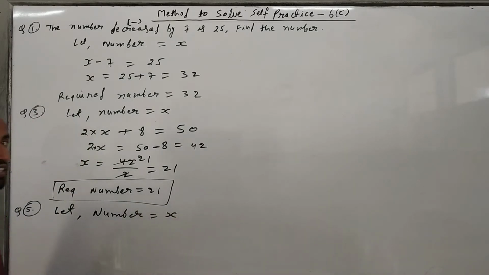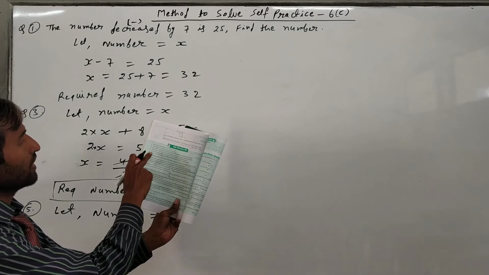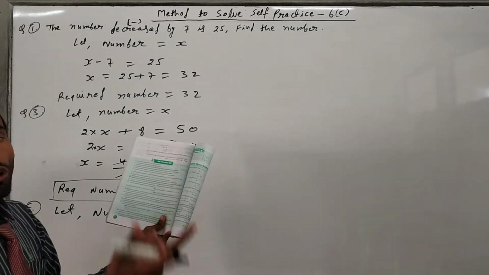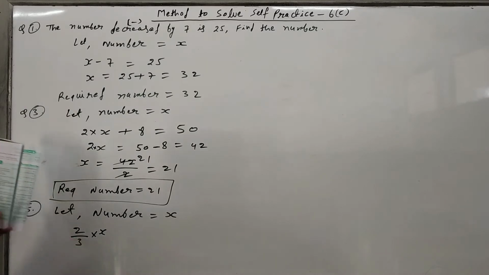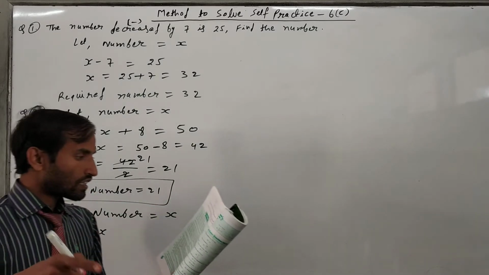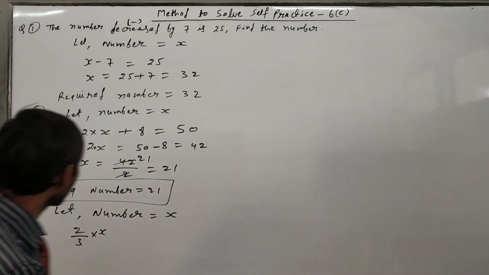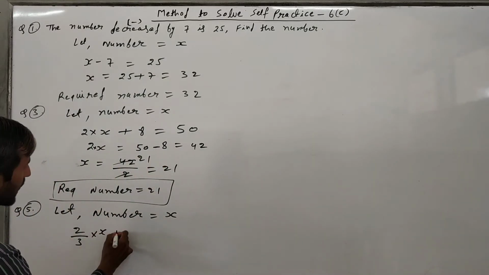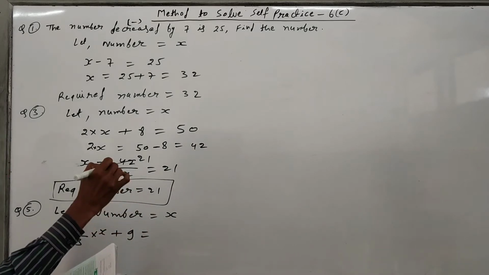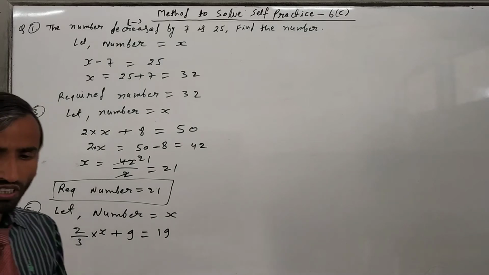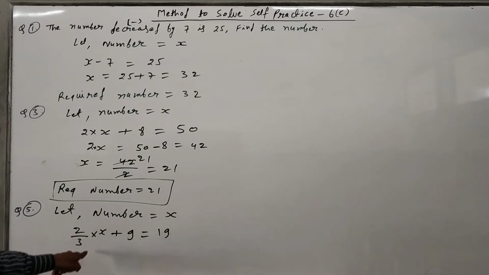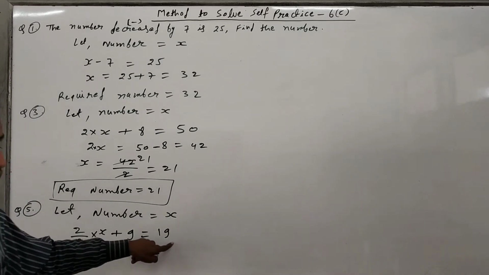Now we have to use the condition. What condition is given in question number 5? The 2/3 of the number. 2/3 means 2 upon 3, 2/3 of x: 2 upon 3 into x. And increased by 9 means we have to increase this, so plus 9. Then it is equal to 90. Okay. So this is our linear equation: 2x upon 3 plus 9 is equal to 90.